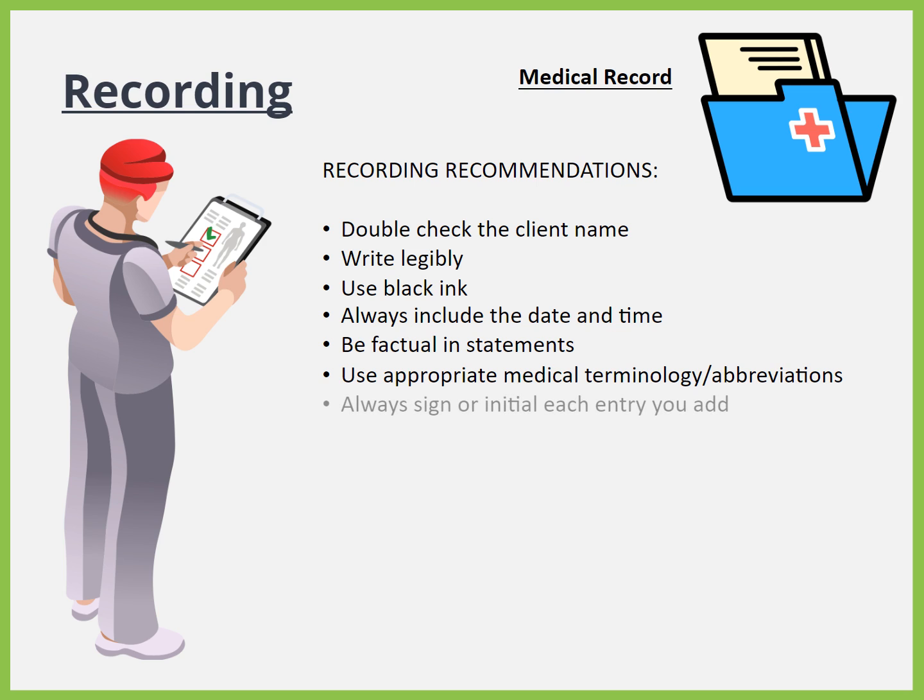Always sign or initial each entry you add to the medical record. If a healthcare team member needs additional information about the entry or what took place, she will know who to ask. If you make a mistake, black line it. Do not erase, white out, or scribble over a mistake. The appropriate way to correct a mistake in a legal record is to create a single line through the entry and initial it.